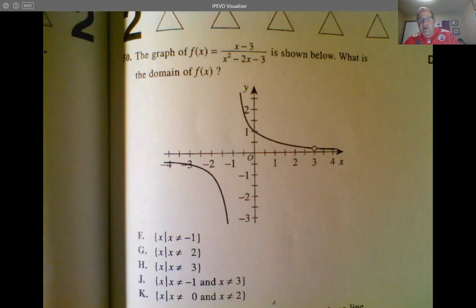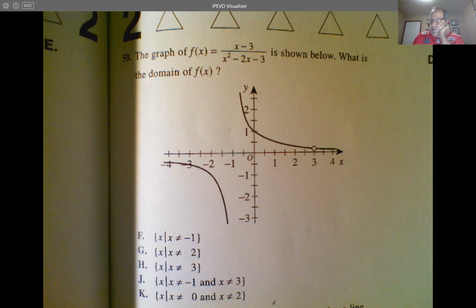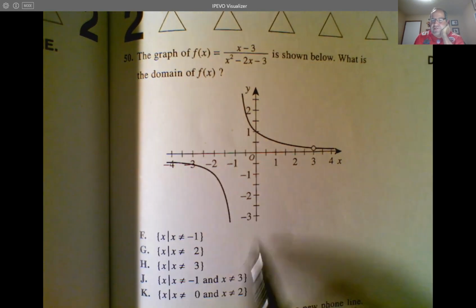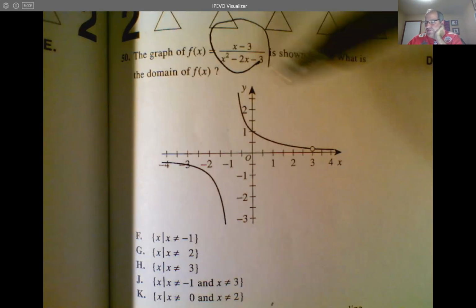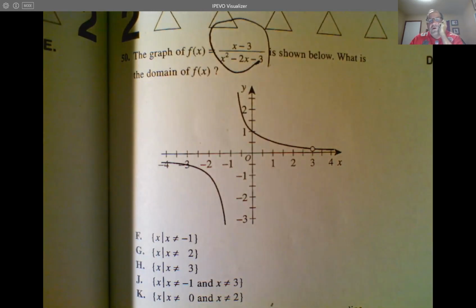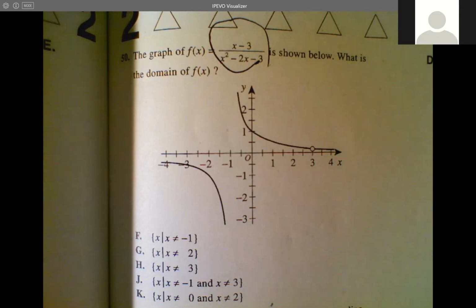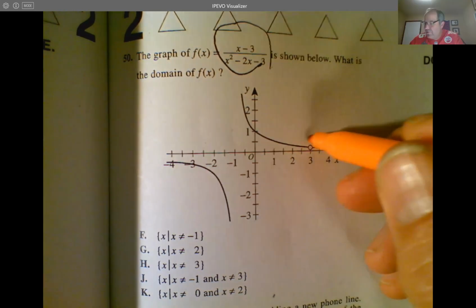Now we did a domain and range question yesterday or the day before. This is set builder notation, but it's the same idea. This is a function, and this is its graph. What are some numbers that this function can never, ever use? -1 and 3. Yeah, you see the holes at 3, right?